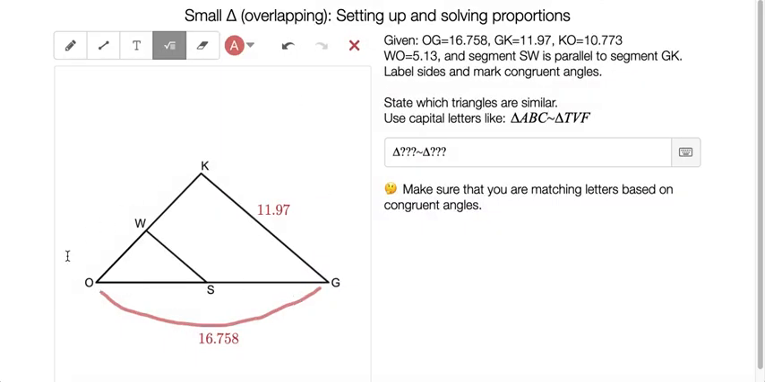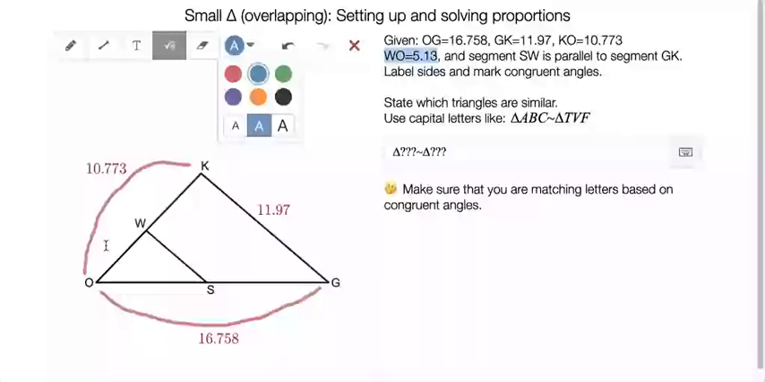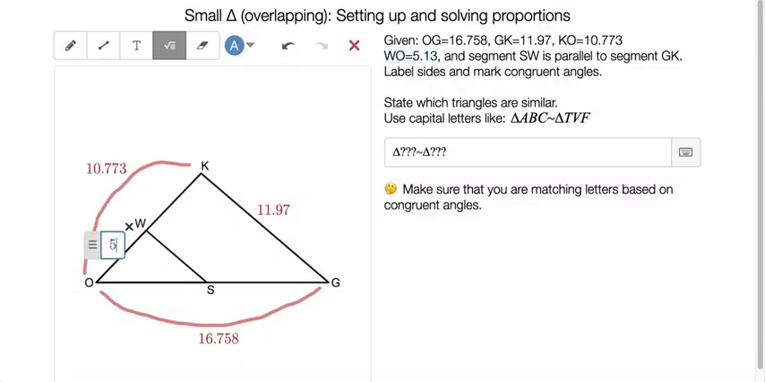KO, all right, now I need a scribble. I need to show that I have to go from K all the way over to O, and that is 10.773. Then WO is 5.13. WO is in the small triangle, so I'm going to switch colors so I can keep track of what's from the big and what's from the small. 5.13 is WO. That is this distance here.